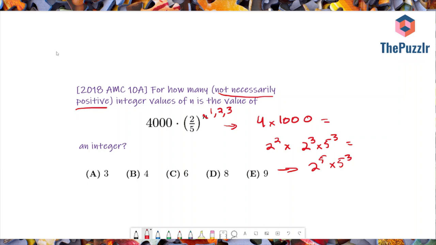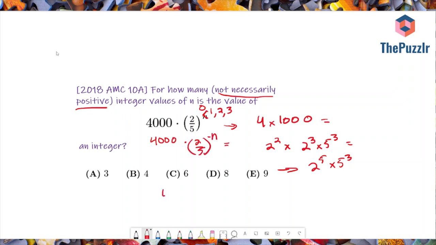Well, we could have n equals 0, in which case 2 over 5 to the power of 0 just equals 1, which is going to give us an integer. So you could have 0. And if we reverse it, what happens? Well, reversing it is going to give us 4,000. By reversing it, I mean negative n's.